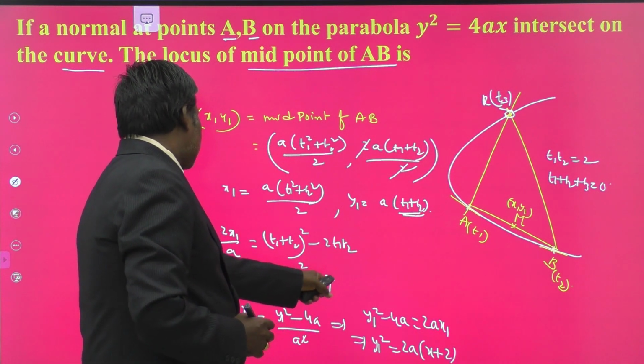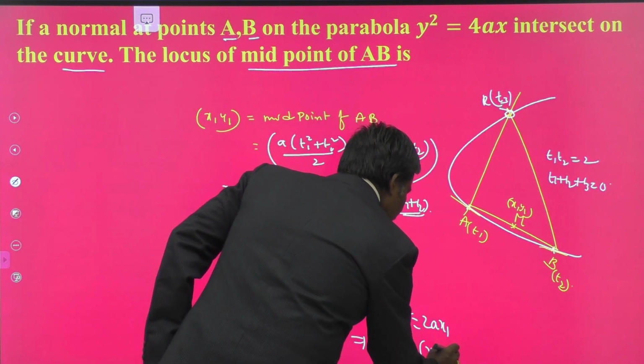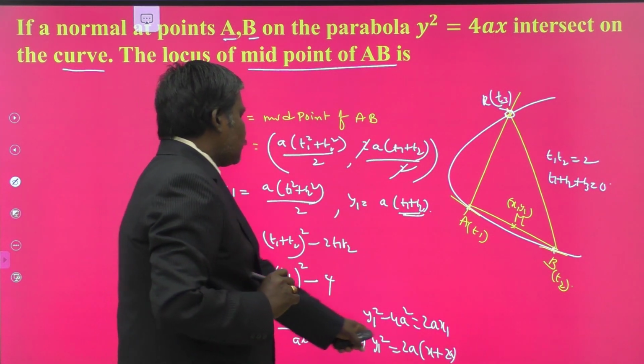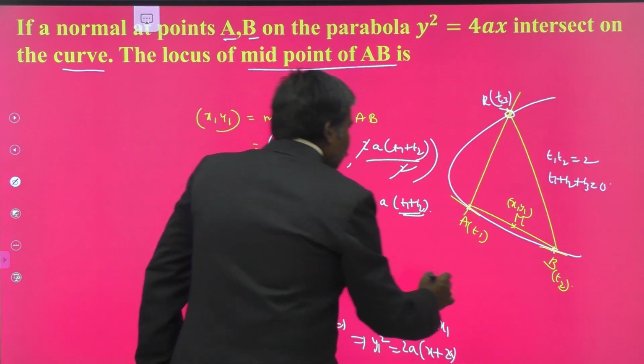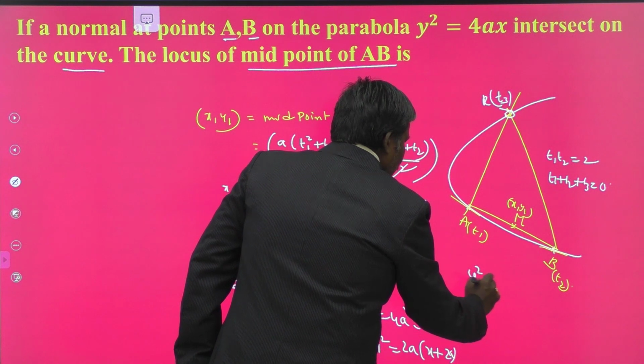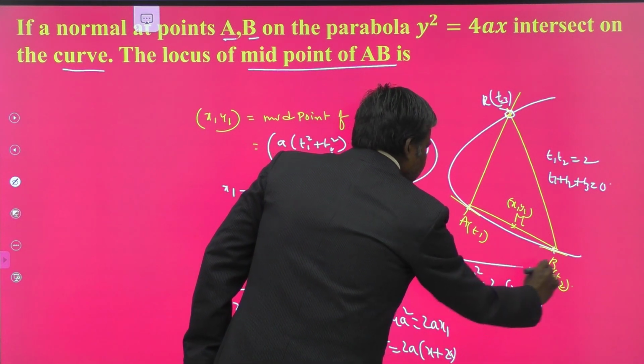y1 square is equals to, it is 4a square here itself. This is 4a square, 4a square. This is 2a. y1 square is equal to 2a times of x plus 2a. So the locus of x1, y1 is what? y square is equals to 2a into x plus 2a.